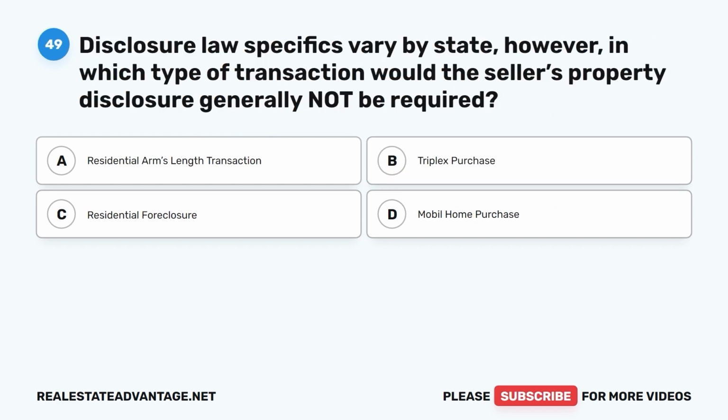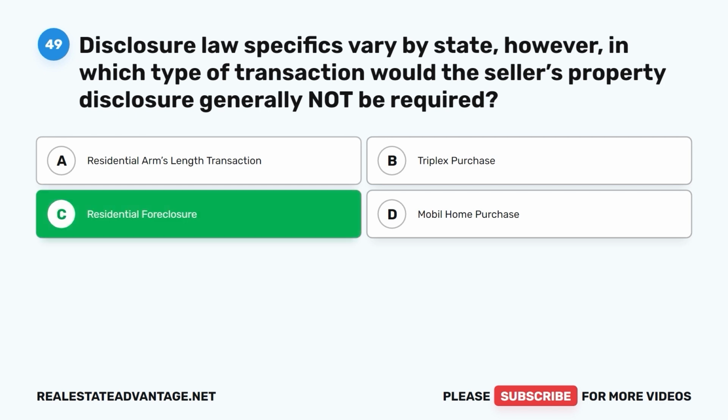Question 49. Disclosure law specifics vary by state. However, in which type of transaction would the seller's property disclosure generally not be required? A. Residential arm's length transaction. B. Triplex purchase. C. Residential foreclosure. D. Mobile home purchase. The correct answer is C.